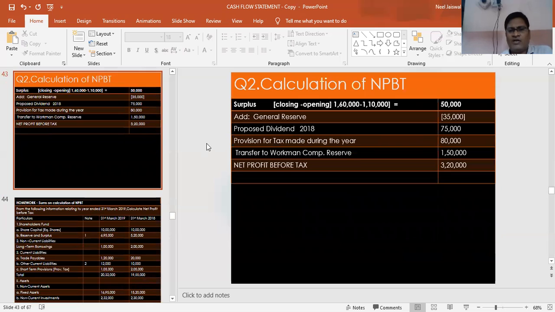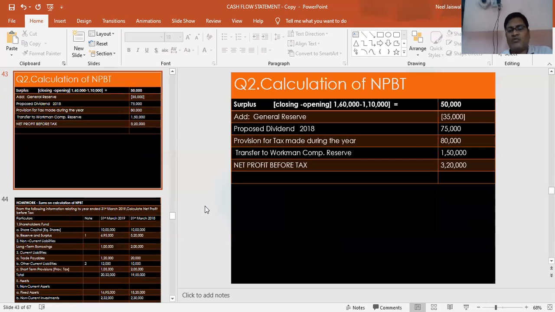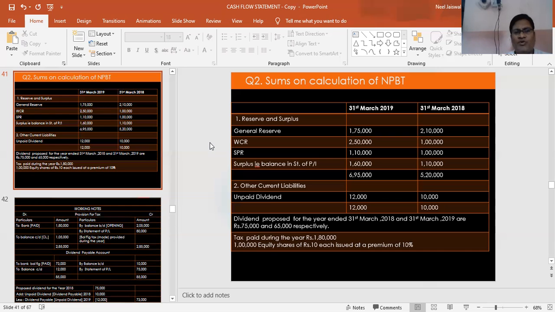Now you notice that we have not taken security premium reserve because that's an item of financing activity. We have issued equity shares of 1 lakh of rupees 10 each at a premium of 10%. So 1 lakh rupees is the premium which will go in financing activity and it will not disturb my NPBT calculation. So we have not taken SPR. Okay, students. So after adding, we got 3,20,000 as net profit before tax.